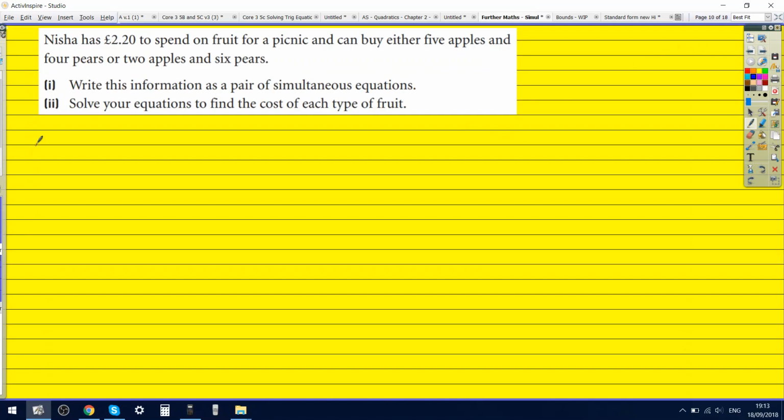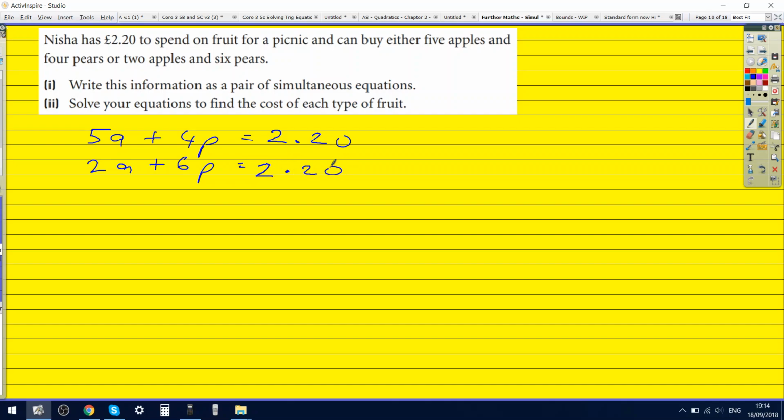How would you do part 1? So we can say the apples are A, the pears are P. So 5A plus 4P equals 2.20. 4 pears and 2 apples, so 2A plus 6P is also 2.20. Solve it to find the cost of each fruit.